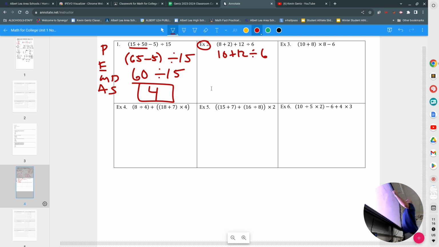Okay? I did the addition here. Now I gotta do the division, okay? I gotta go 10. I gotta add 2 to it, so the answer is 12.